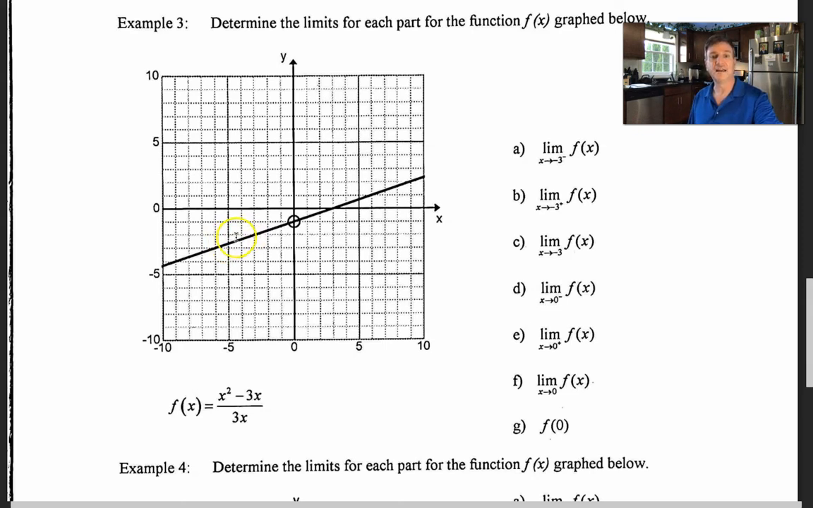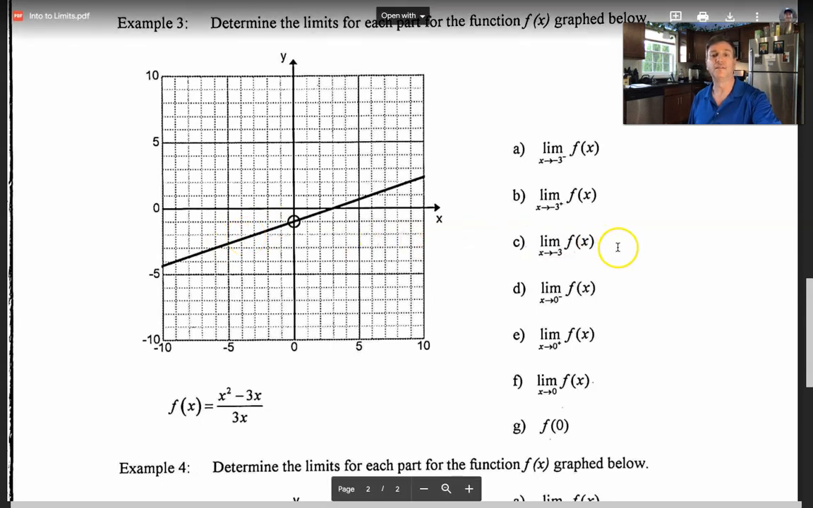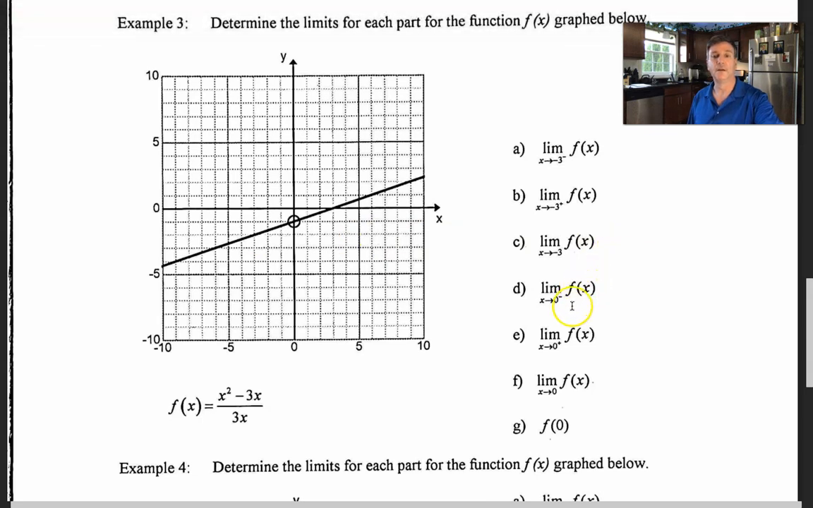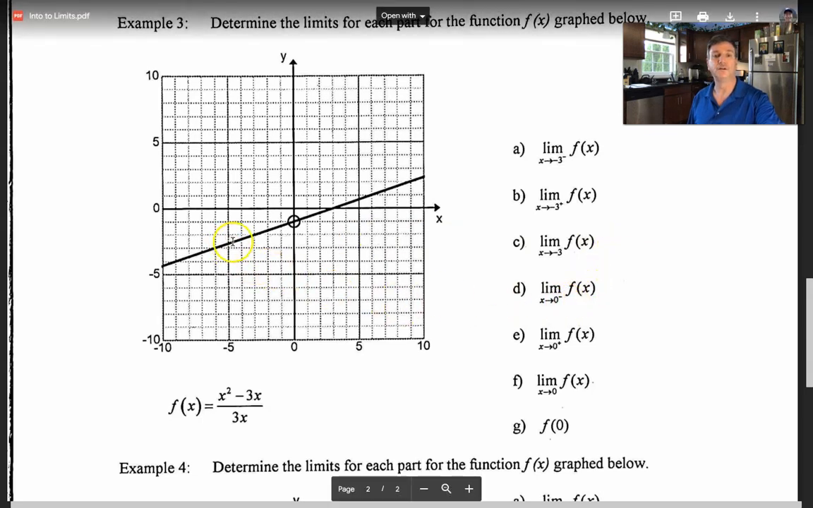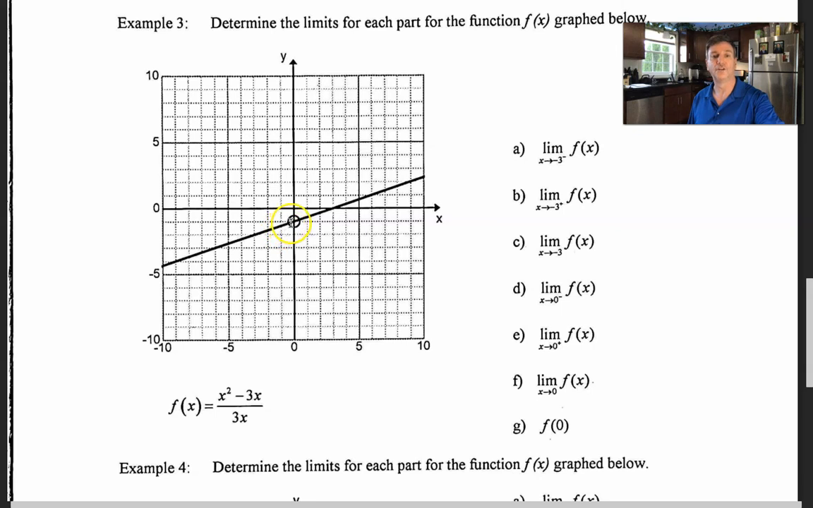Part C is the two-sided limit. Since part A and part B both agree and are both going to the same place, part C's answer is also -2. D, as we approach 0 from the left, we're approaching -1. As we approach 0 from the right, we're approaching -1. In part F, even though there's no value of the function here, for the two-sided limit, because parts D and E both agree, they're both going to -1. So the answer to part F is -1.